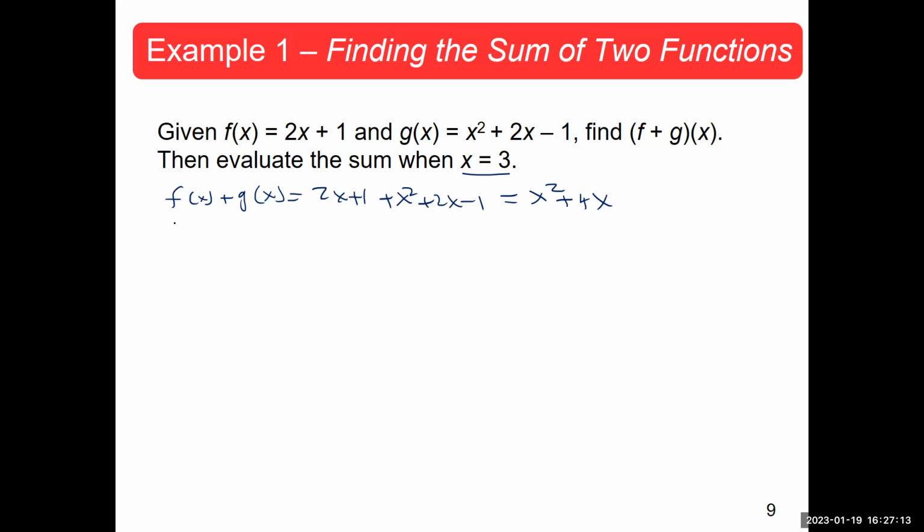Now you say f plus g, evaluating at 3. That means 3 to the power 2 plus 4 times 3. That's equal to 9 plus 12 equals 21.